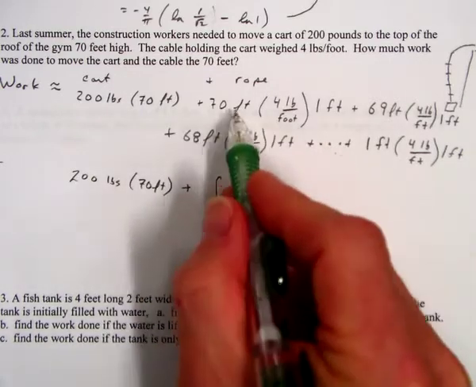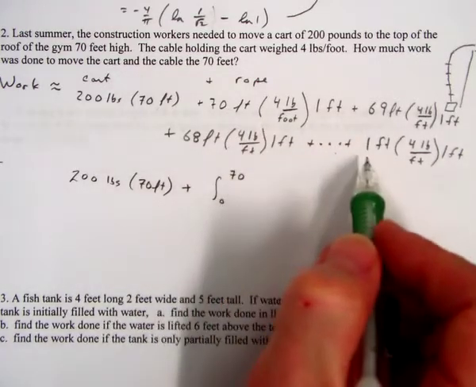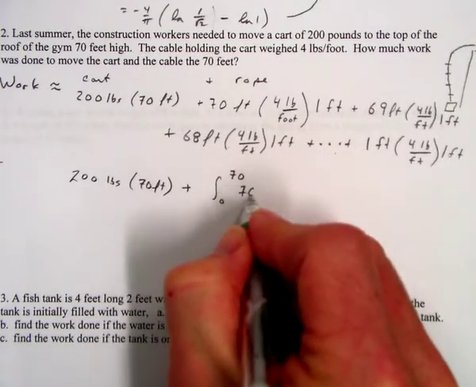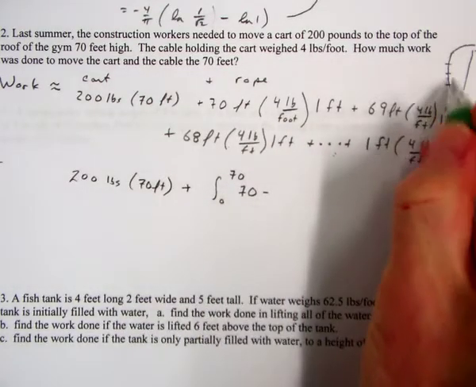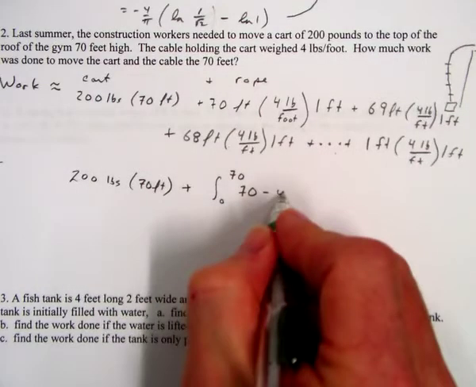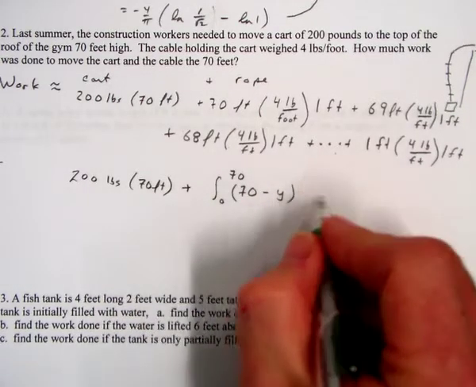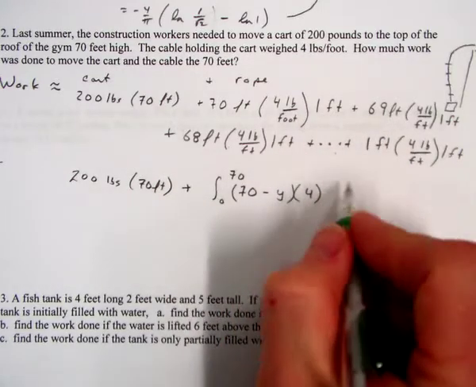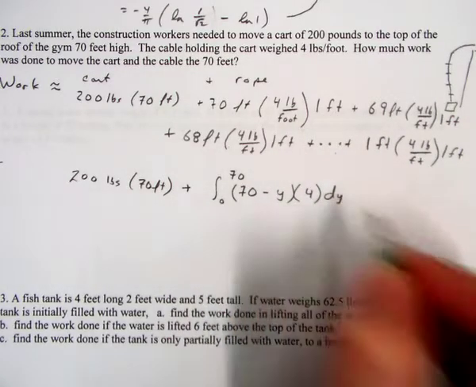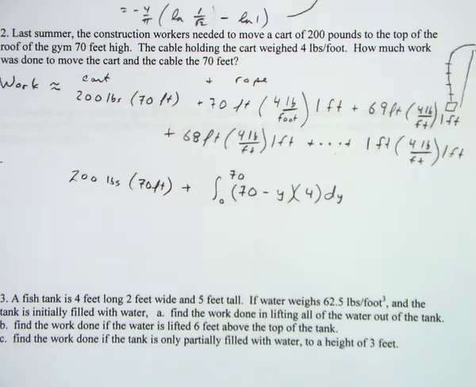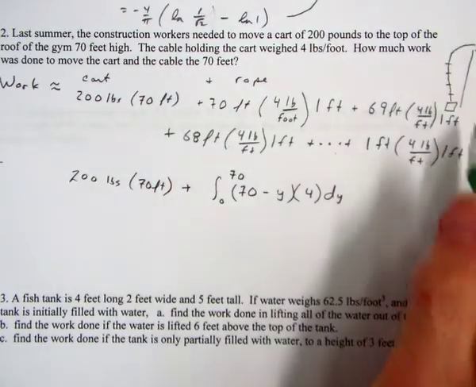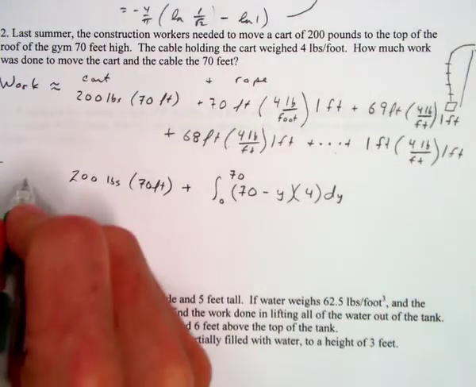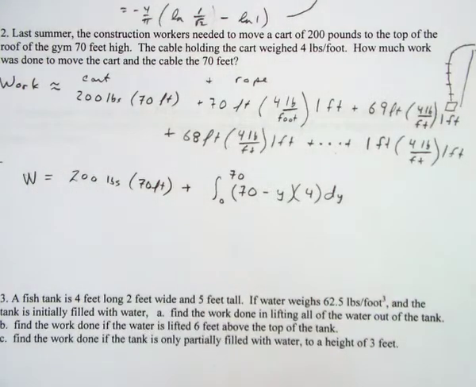Now let's see what's going on here. We have 70, 69, 68, etc. In other words, it's 70 minus the y value, and we'll use y here since it's going vertically, times 4, because it's 4 pounds per foot, and then times the width of the section we're dealing with, dy. As the norm goes to 0, that delta y goes to dy. And so that's not an approximation at this point, that would be the exact work.